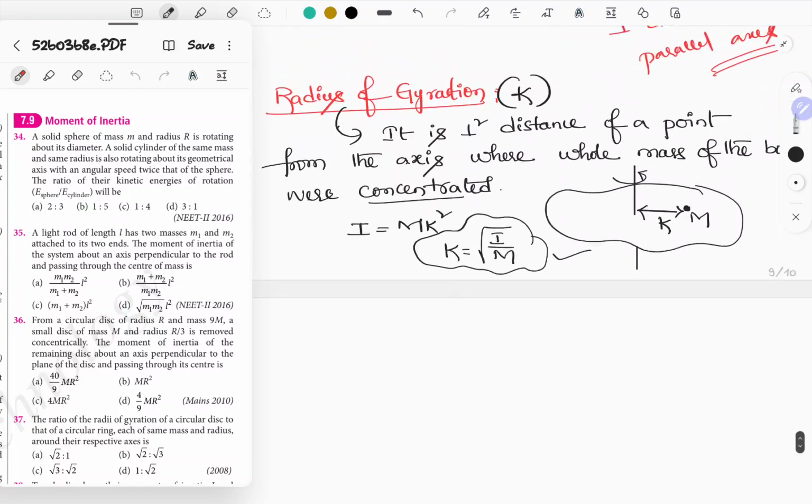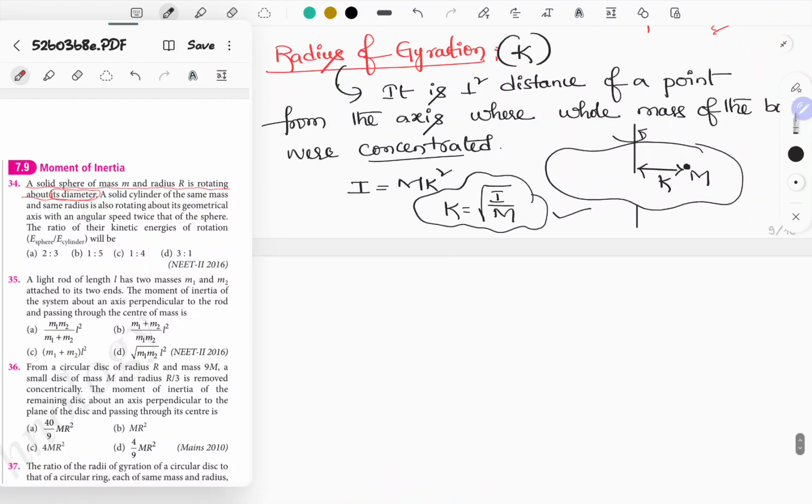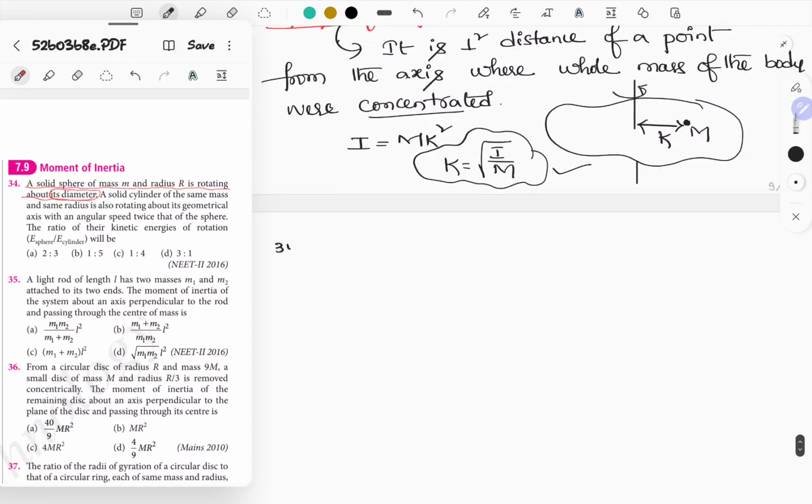Let's solve the numericals based on the concepts we discussed till now. Look at the very first question. A solid sphere of mass m and radius R is rotating about its diameter. Super. Solid sphere. Let me represent that. So the first one they're asking is a solid sphere. It is rotating about its diameter. This is the meaning of rotating about its diameter.